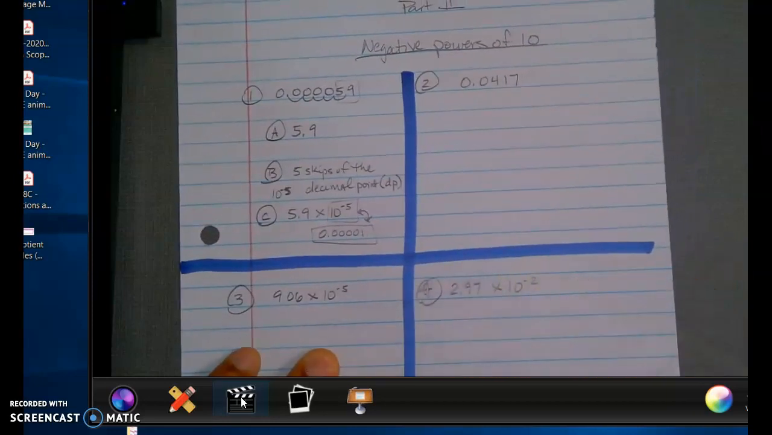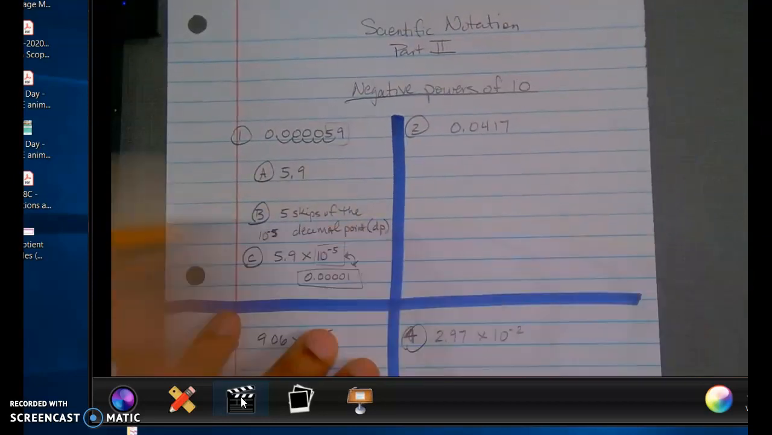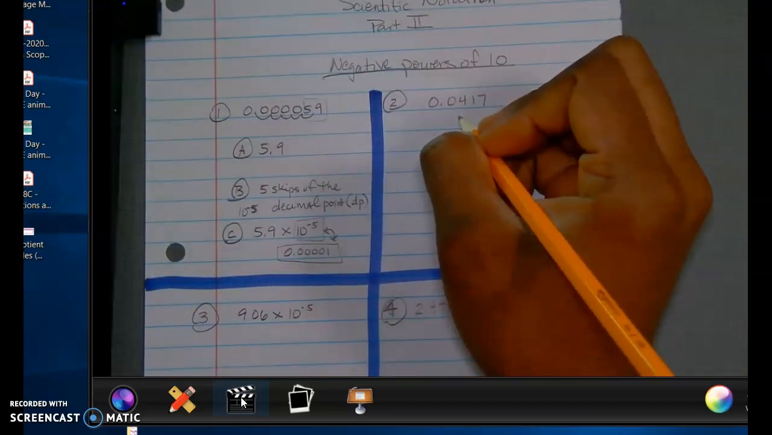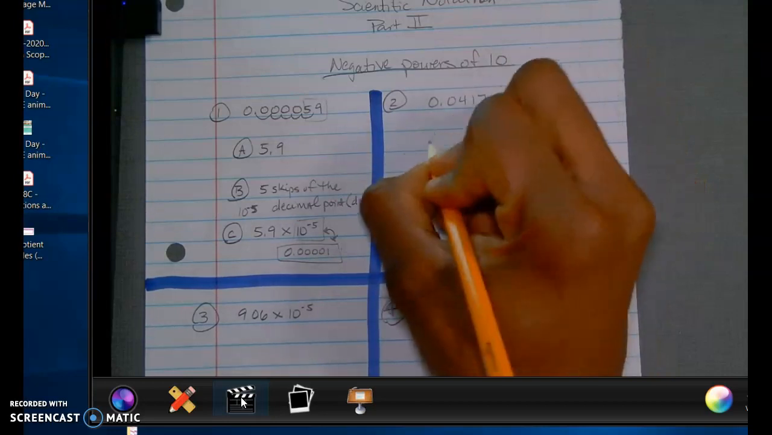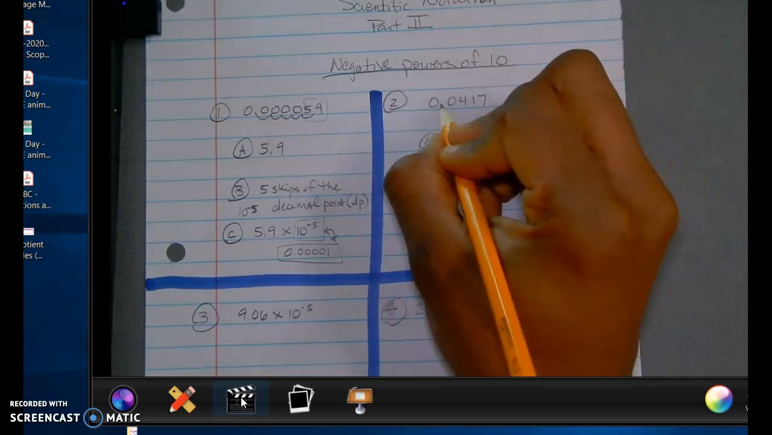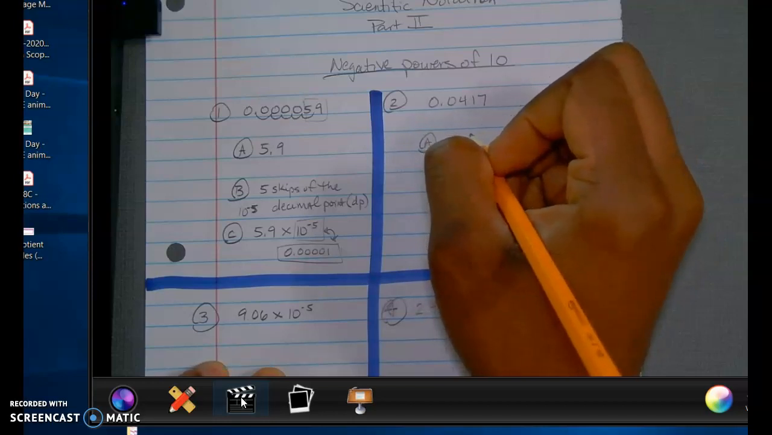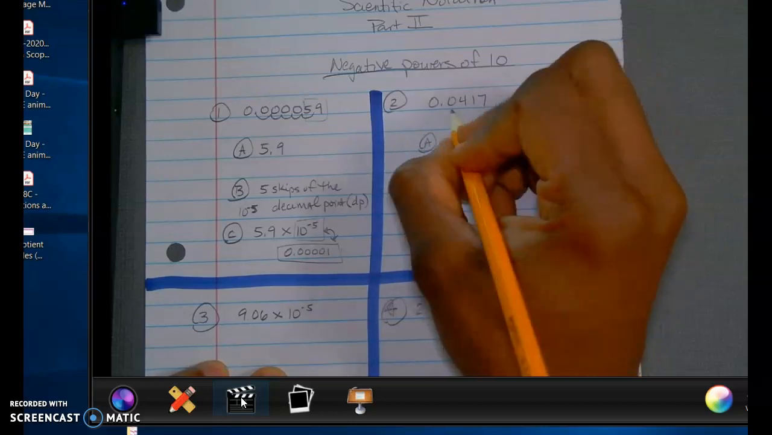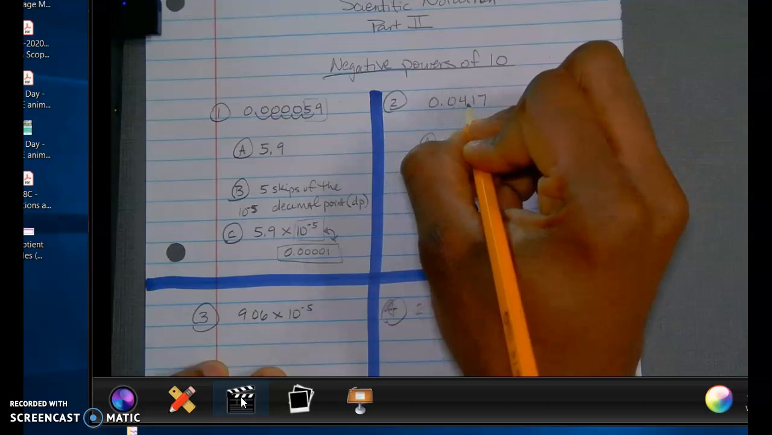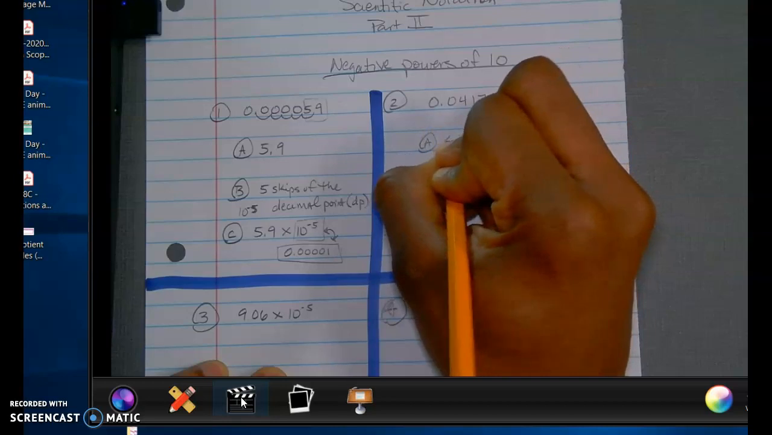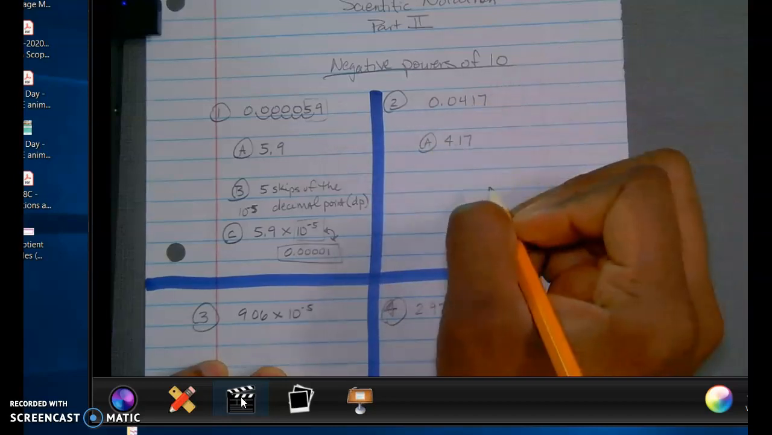Okay, now that's how you do your check. So let's move on. I'm going to again create a coefficient. I'm looking at this particular number. I'm going to move my decimal place over enough times to create a coefficient that is greater than or equal to 1, but less than 10. So that's 1, 2. I only have to move over 2 places. So when I move over 2 places, my coefficient becomes 4.17.